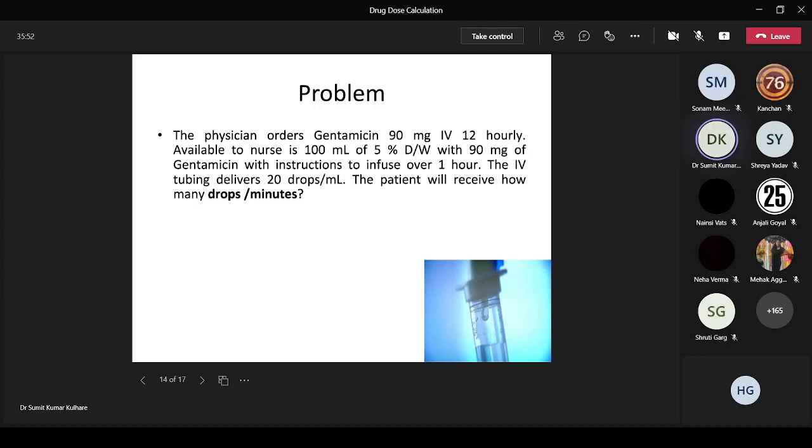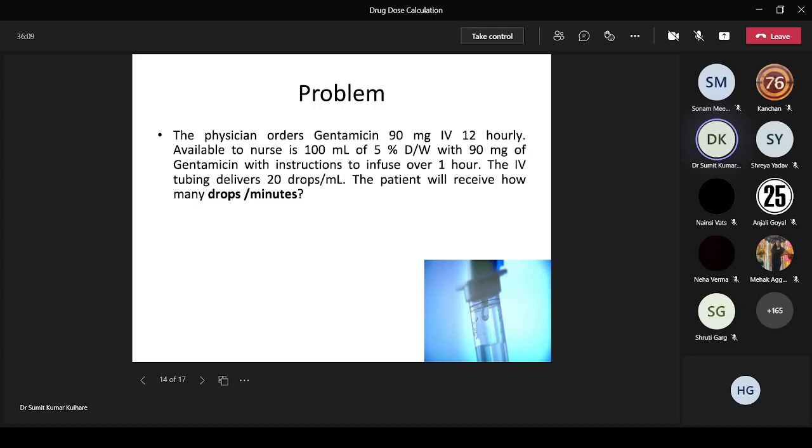Okay, anyone got the answer? 33.3. 33.3, or roughly you can say 33 drops per minute. Okay. So anybody got any other result?